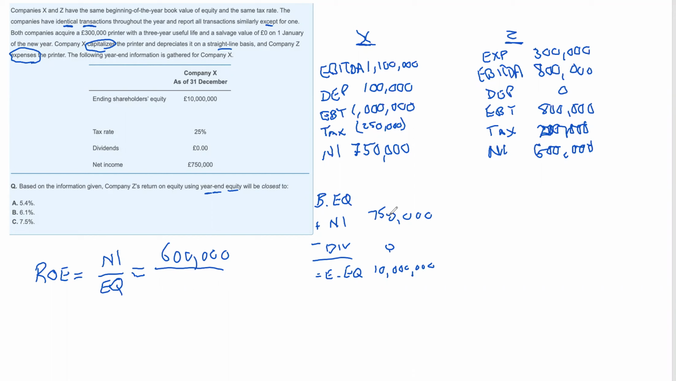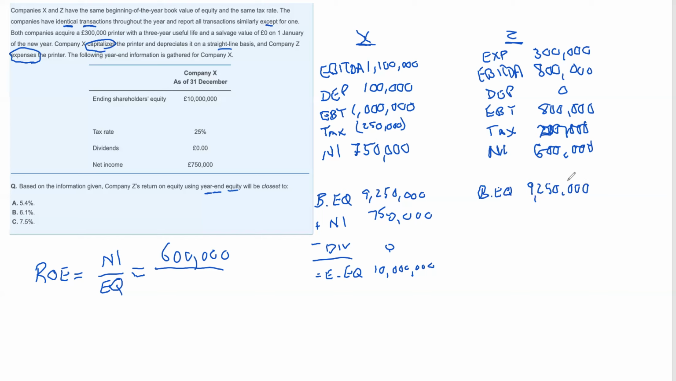So 10 million, let's work backwards here. Take off the 750,000. The beginning equity had to be 9,250,000. 9,250,000 plus the 750,000 equals the 10 million. Okay, company Z is exactly the same except for this transaction. So the beginning equity for company Z, beginning equity is going to be 9,250,000.